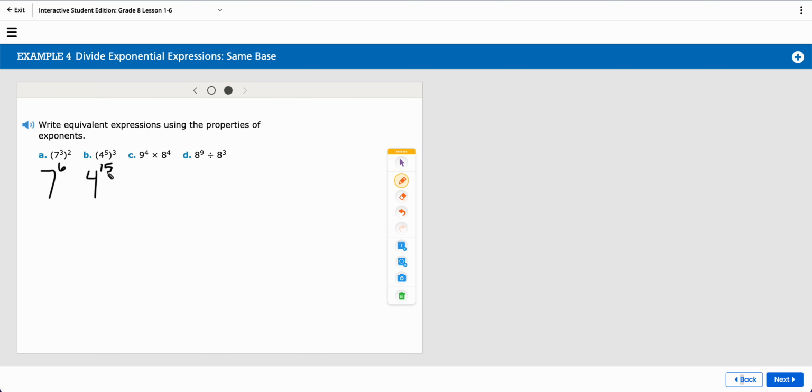All right, what about C, where you have 9 to the 4th times 8 to the 4th? 72. We've got to multiply the bases, since they're different bases, but they have the same exponent. Keep the exponent, 72 to the 4th power. And then D, 8 to the 9th divided by 8 to the 3rd. 8 to the 6th. Keep the base, subtract the exponents. 9 minus 3 is 6.